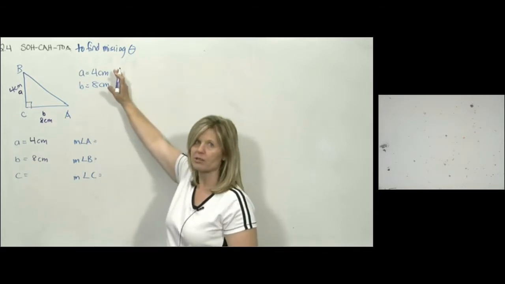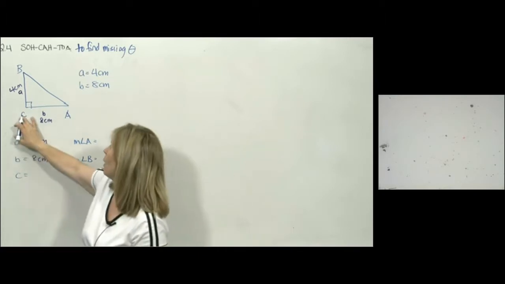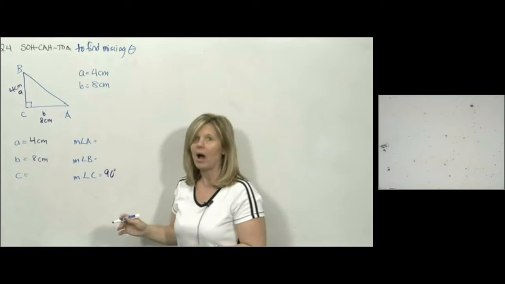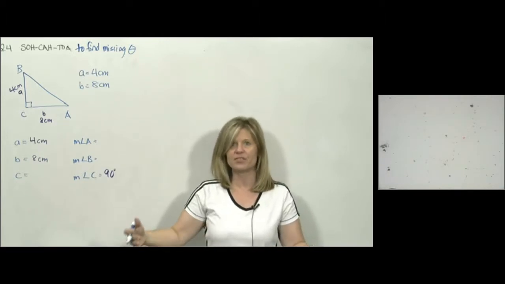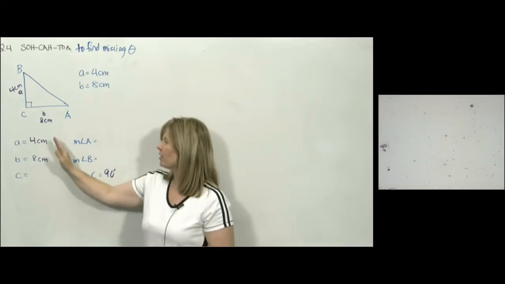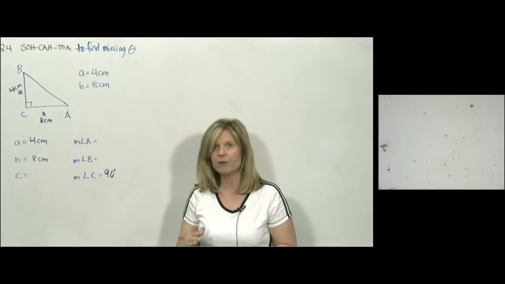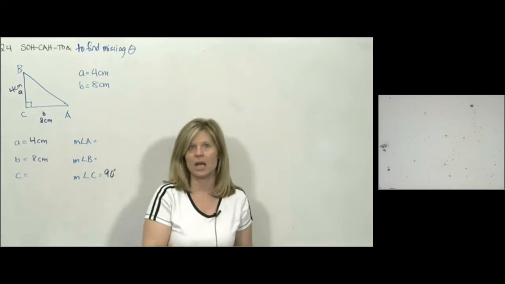Besides what they told us up front, we also know by looking at this, because it's a right triangle, we know angle C is 90 degrees. So when I'm asked to solve a right triangle, they're going to give me 3 pieces of information. This time they're giving us 2 sides and 1 angle. Okay, everybody see the difference? On the last video, we had 2 angles and 1 side.